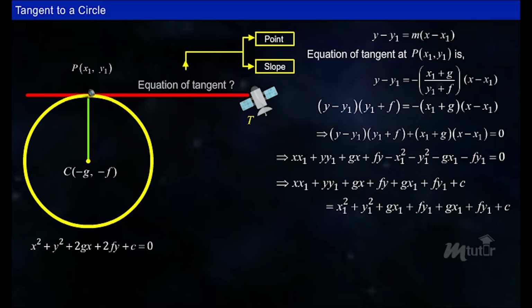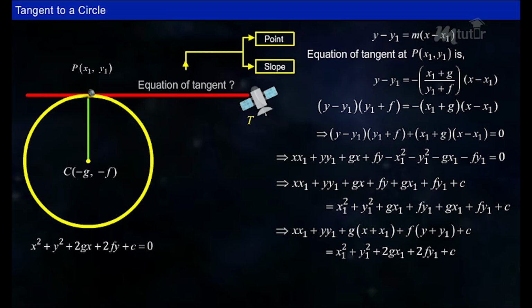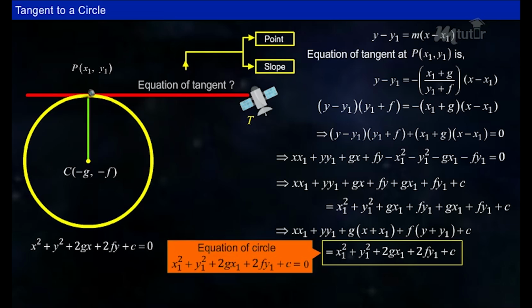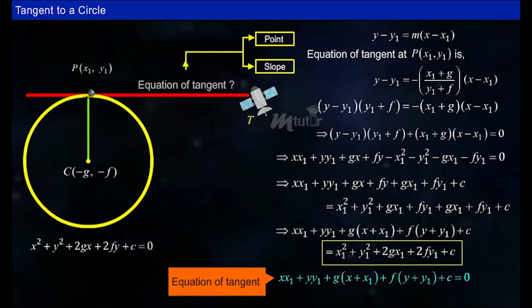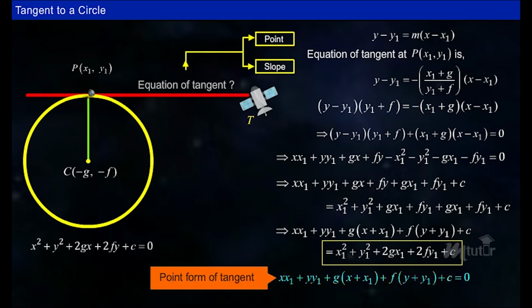To form the equation of circle, adding gx1 plus fy1 plus c on both sides and simplifying we get, hence we get the equation of circle. So the right-hand side becomes 0. Thus the required equation of tangent at the point is as shown. This equation is called the point form of the tangent equation.